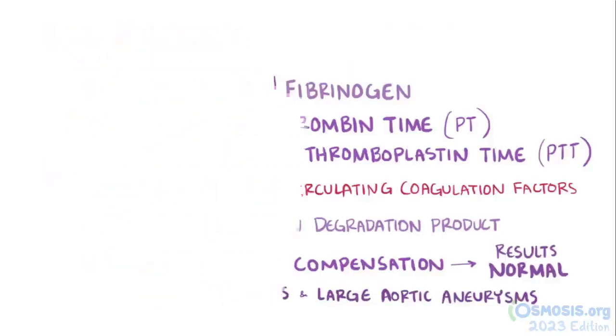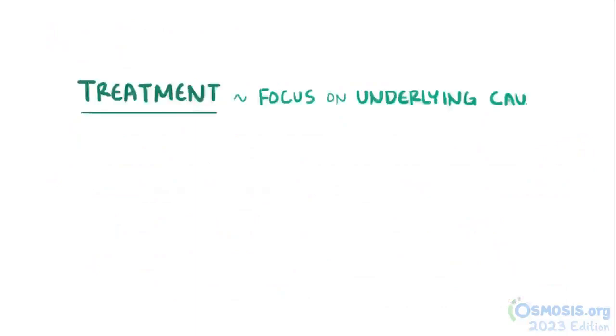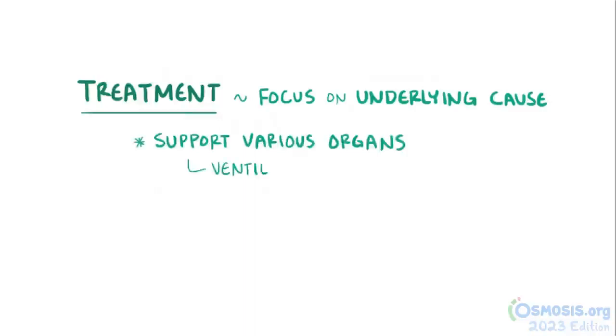In either acute or chronic DIC, the treatment focuses on treating the underlying cause, because that's what drives the activation of the coagulation cascade. In addition, the goals are to support the various organs using measures like ventilator support, hemodynamic support, and transfusions if they're needed.